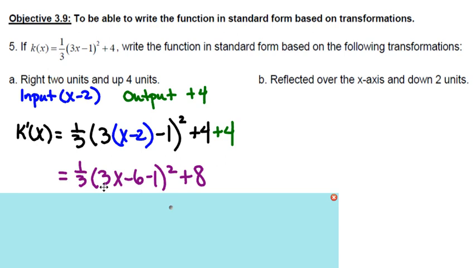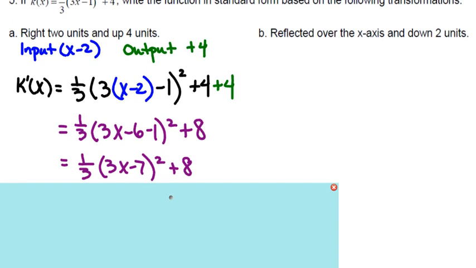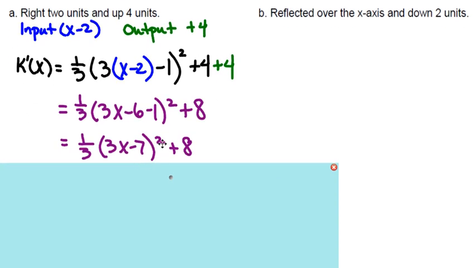We can still simplify some like terms within the parentheses here. We have a negative 6 and a negative 1, which will give us a negative 7. Again, not quite in standard form yet. We have a quantity squared. So we need to take 3x minus 7 and multiply it by 3x minus 7.